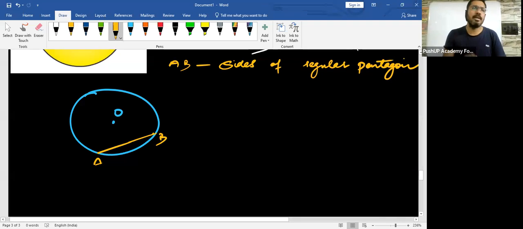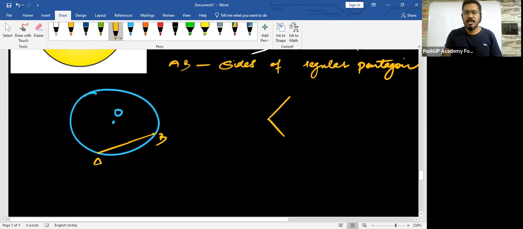Now we all know what a regular pentagon is. In class 9, there was a chapter called rectilinear figures. In rectilinear figures, you had learned what is a regular pentagon, what is a regular hexagon, heptagon, octagon, nonagon, decagon. Now you all must have forgotten it. Anyways, let me teach you.